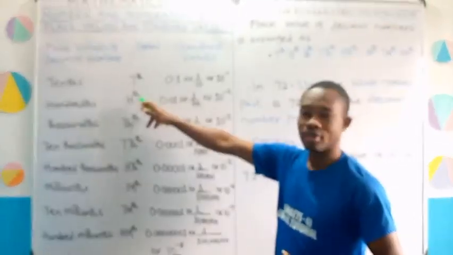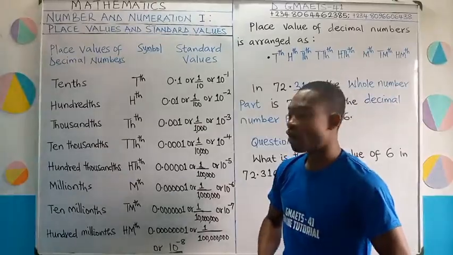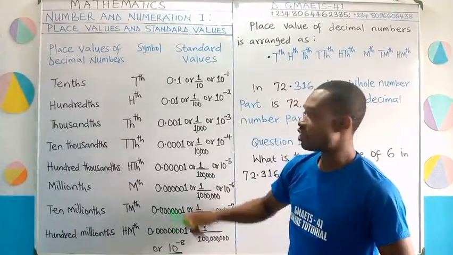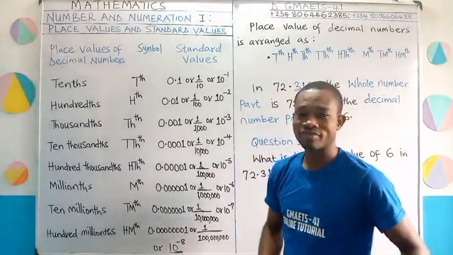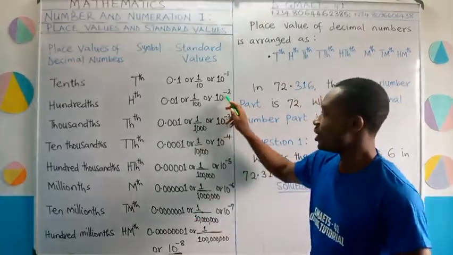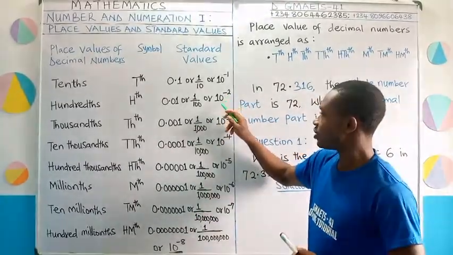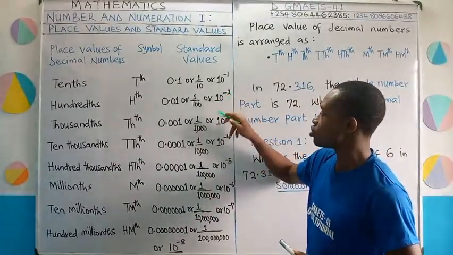TH for it. The TH is written on top, okay? Now, what is the standard value of hundredths? The standard value of hundredths is 0.01. That 0.01 can still be written as 1 over 100. And you can still write it in terms of powers of 10. You can write it as 10 raised to the power minus 2.